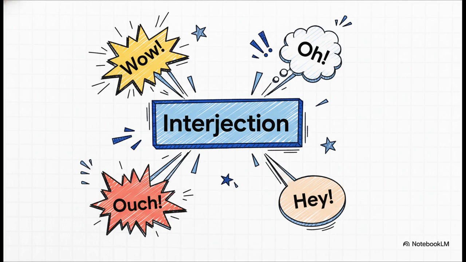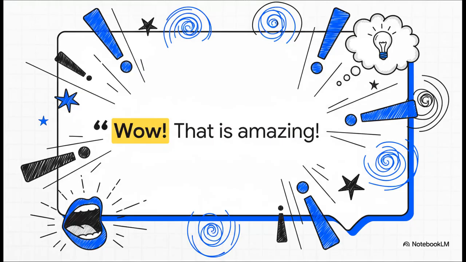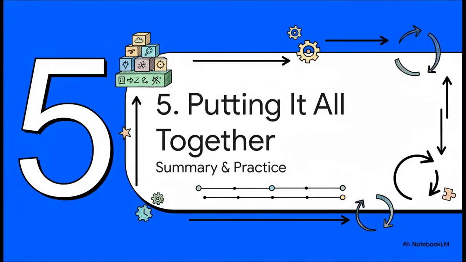Wow, oh, ouch. They're pure feeling. So notice here how wow just stands apart from everything else, usually followed by an exclamation mark. It isn't grammatically connected to the other words. It's basically an interruption that injects pure, raw emotion right into the statement. And there you have it. All 8 building blocks, that's the whole shebang.